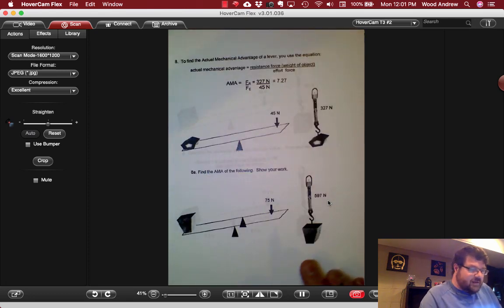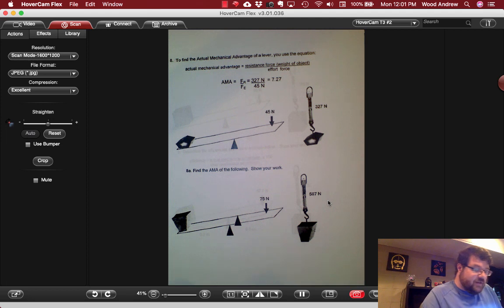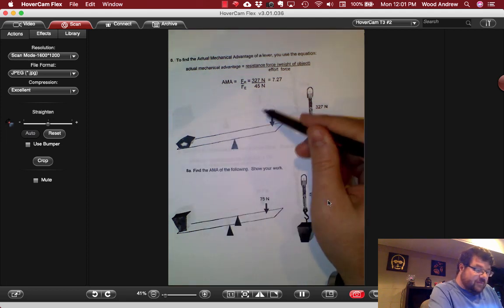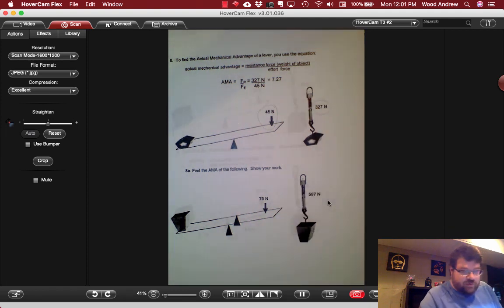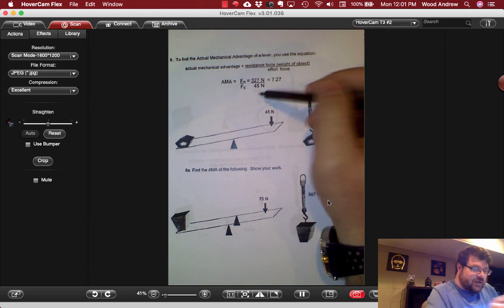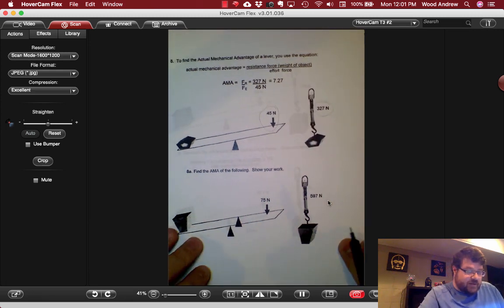Same thing with mechanical advantage here. Actual mechanical advantage, you're putting in a force of 47 newtons. You're actually lifting with a force of 327 newtons. That'd be the weight of the object. So again, dividing that out gives us an actual mechanical advantage based on force.